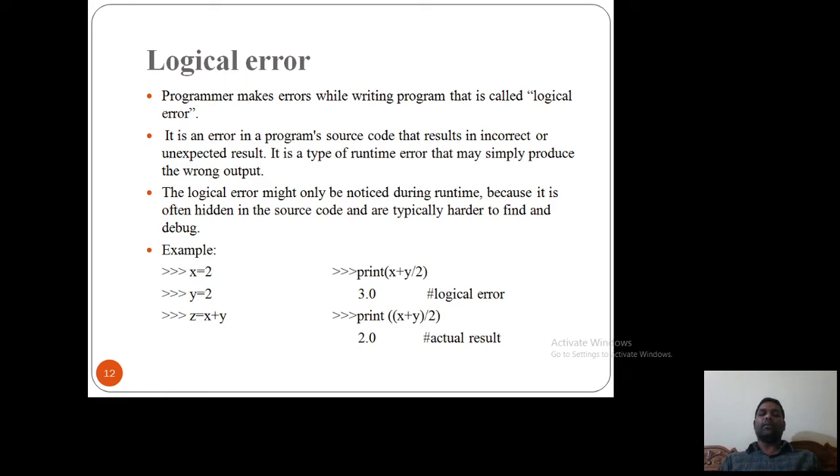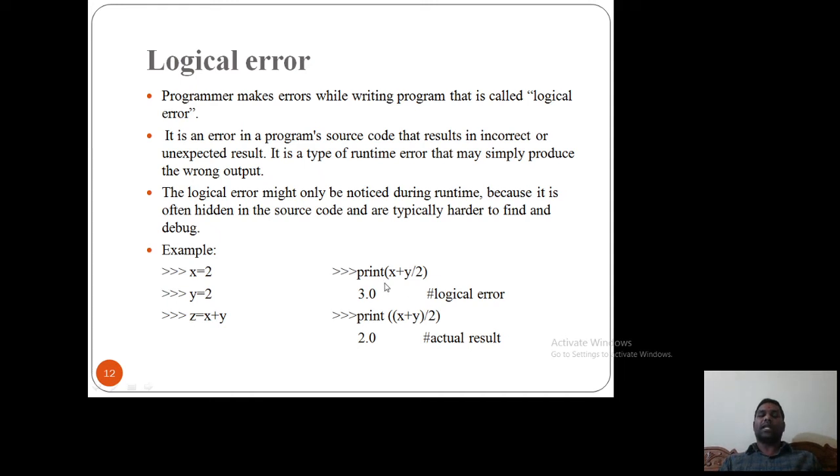For example, here I am taking two variables, x is equal to 2 and y is equal to 2, and I say x plus y divided by 2. So 2 plus 2 divided by 2, I should get only 2, but here I am getting 3.0. That means I am not getting the expected output. That we can call a logical error.